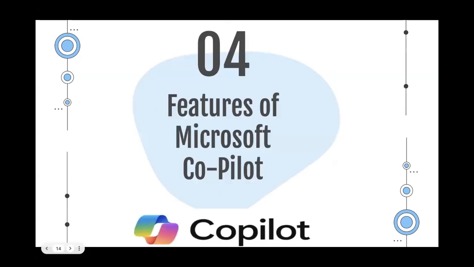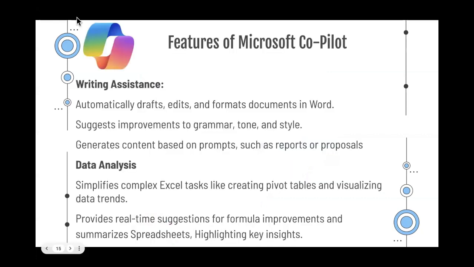So next, we're going to talk about some more features of Microsoft Copilot that you can use after you've accessed the assistant, and that would be by following the steps that we've just spoken about. Firstly, one of the most typical or expected abilities of this AI Copilot is writing assistance. It automatically can draft, edit, and format documents in Word, as well as suggest improvements, for example, for grammar, tone, style, and also even generates content based on prompts such as reports or proposals.